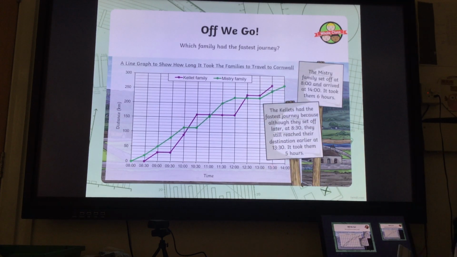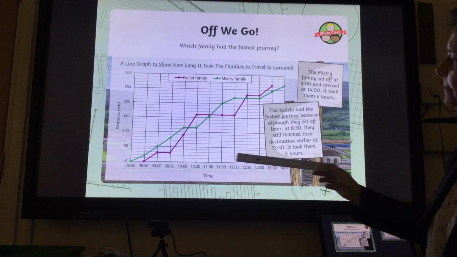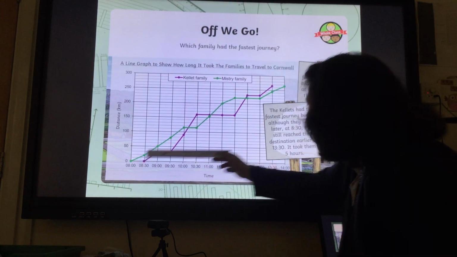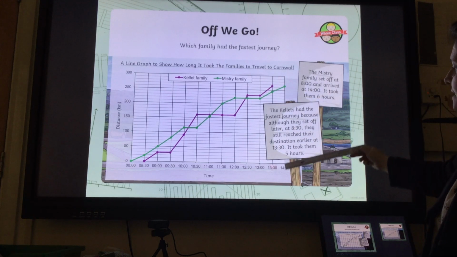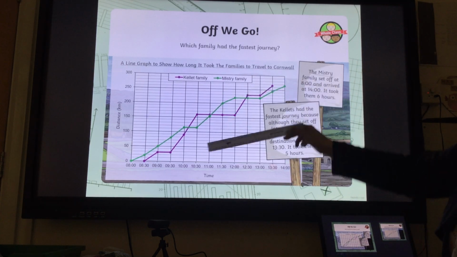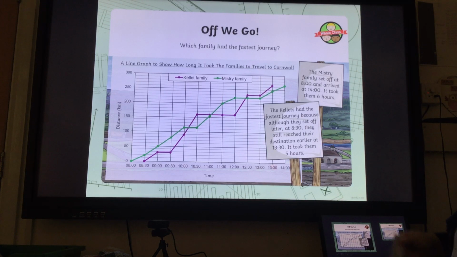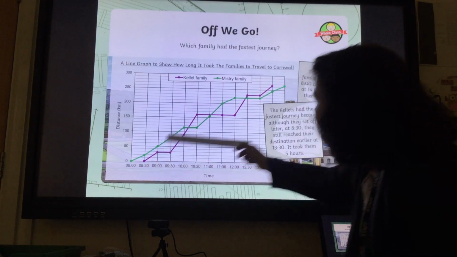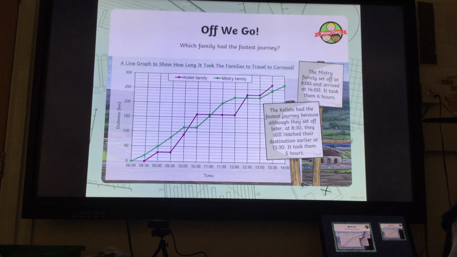Which family had the fastest journey? Okay, so we know that the Mystery family set off at 8 o'clock. What time did they arrive? Okay, at 14:00 in the afternoon. So how long did it take them? And the Kellets set off at 8:30 and they arrived at 1:30. So they were the fastest, because they set off later and arrived earlier.